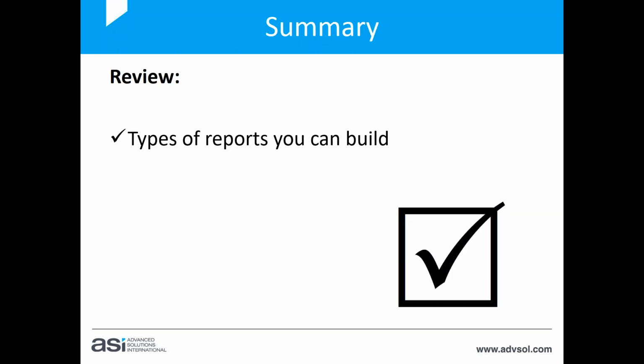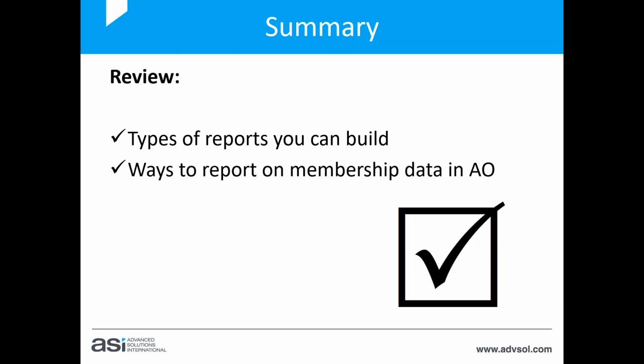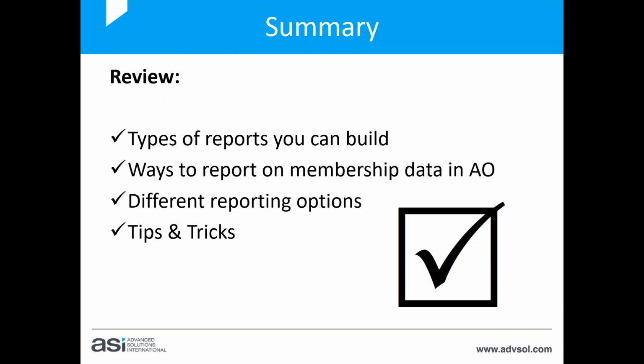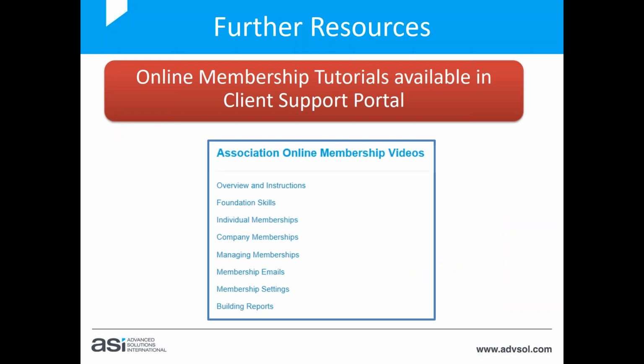So in summary, we've covered the types of reports you can build, ways to report on membership data in Association Online with your different reporting options, some tips and tricks, and away you go. Further resources for you from today. I don't know if all of you are aware, but we do have some membership tutorials available in our client support portal. So for those that are on the support portal, please go and check those out. I'm going to show you where to find that right now.